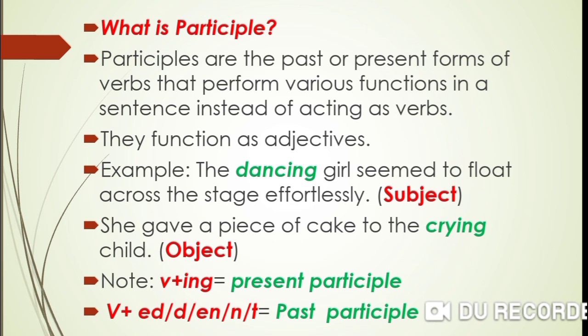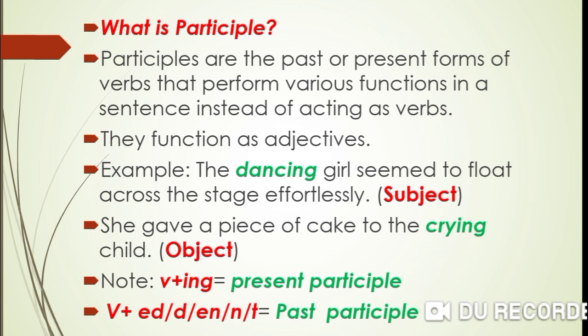Example: this dancing girl seemed to float across the stage effortlessly. Here you can see the girl is a noun and an adjective always comes before a noun. So dancing is working as an adjective. Next one, she gave a piece of cake to the crying child, a child who was crying. So crying child, here also you can see that for making a simple sentence participles are very important.